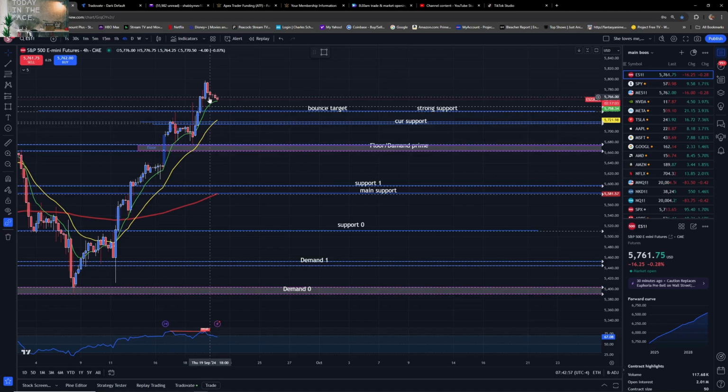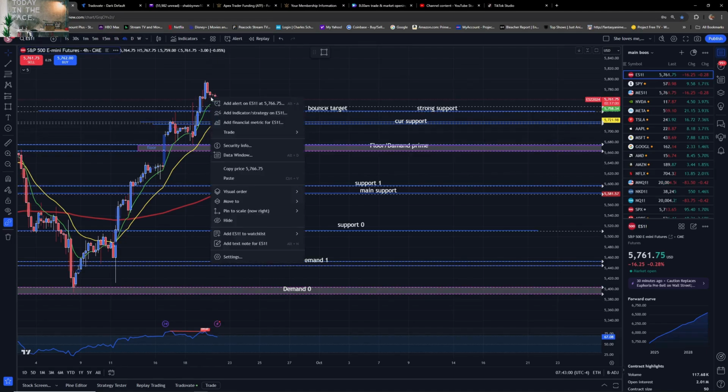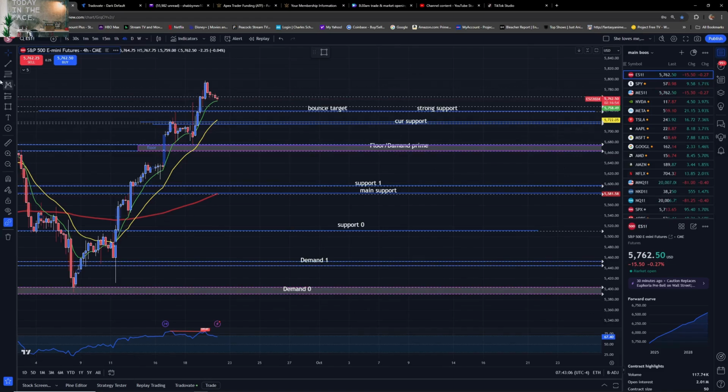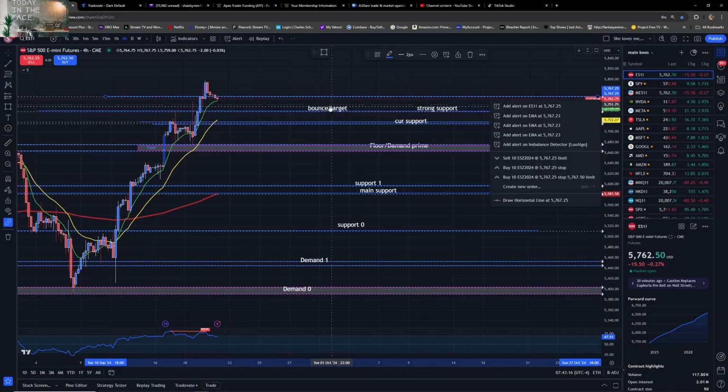Right here is going to be resistance. Current time frame is resistance. Why is it not the support as well? Because we're below it currently. It's holding us down, pushing us towards our bounce target.